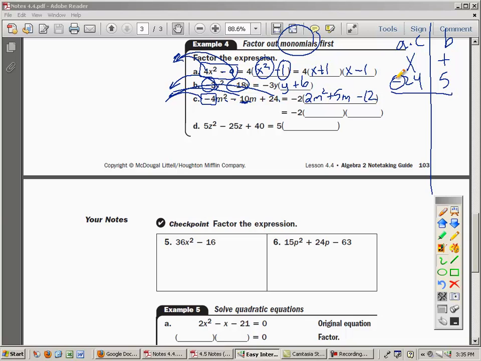Now, how am I going to get a negative product? Well, that means my signs are one of each, right? A plus and a minus. The question is, does the 2m go with the plus or does the 2m go with the minus? Well, let's go ahead and answer that question.